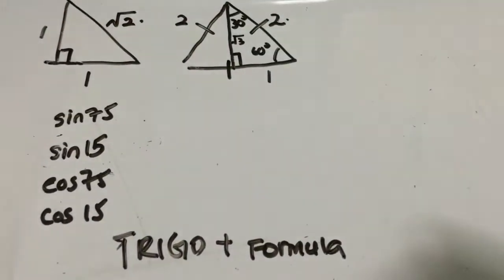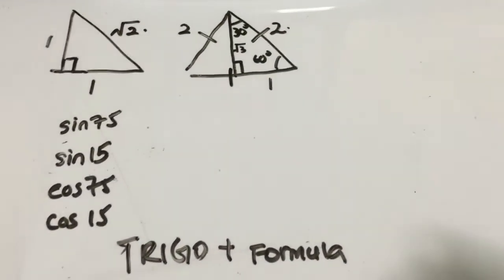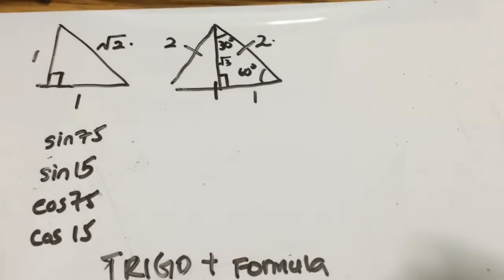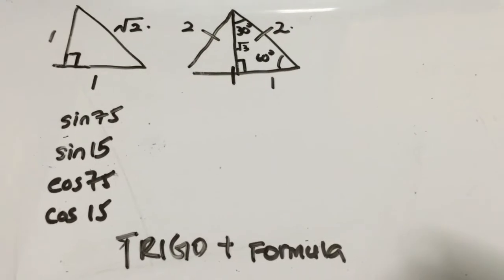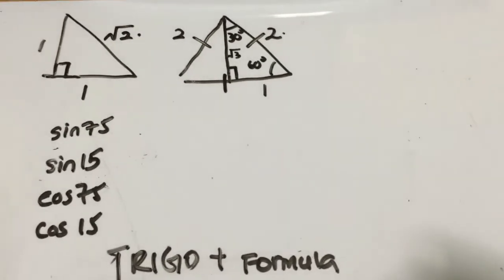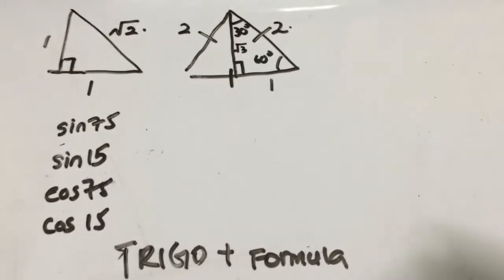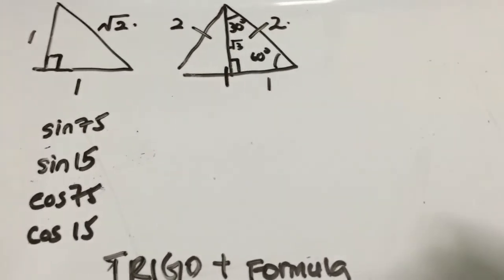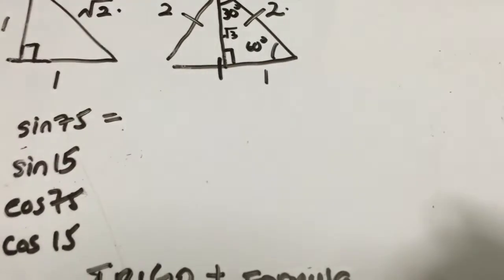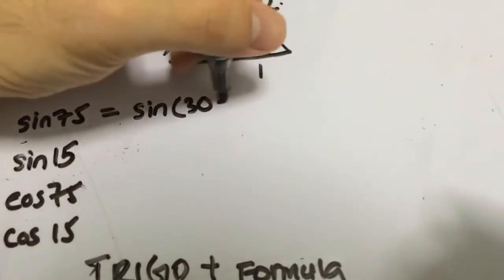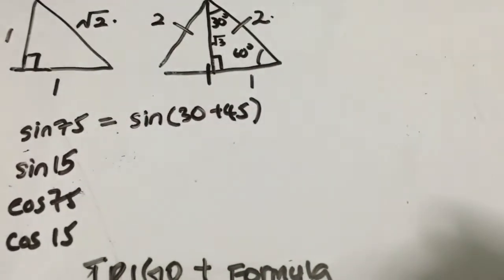So what is the trigo addition formula? Well, I will tell you later, but right now, let us solve sine 75, sine 15, cosine 75, cosine 15 without using a calculator. First thing I'm going to do is to solve sine 75. So basically, sine 75 equals sine of 30 plus 45, alright?